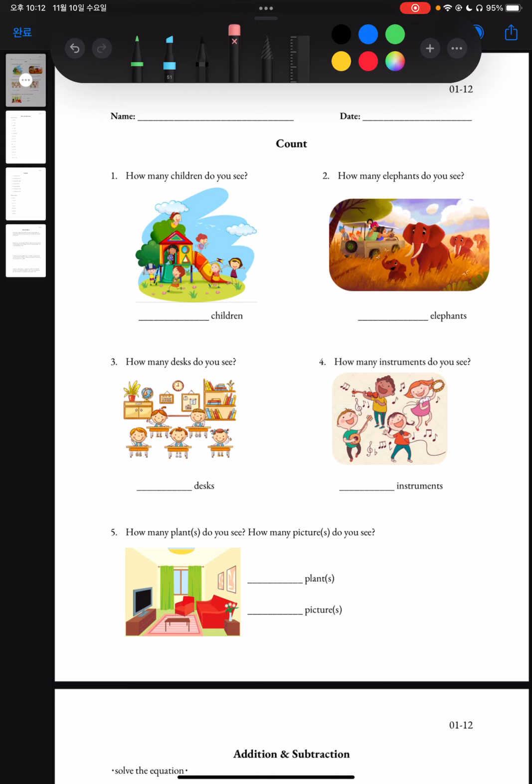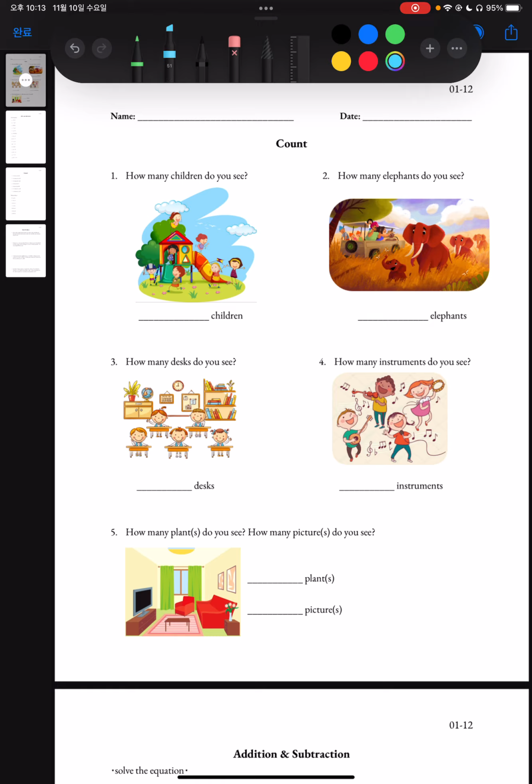This video is for first grade lesson 12, and I'll be going over some of the problems from each section. So the first section is about counting, and for this page you just have to count the amount of objects or people you see in each picture and write that down as the answer.